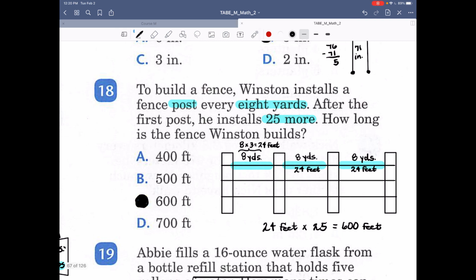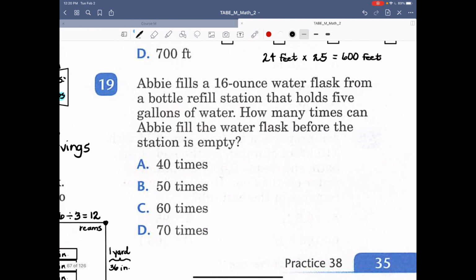And finally, number 19. Abby fills a 16-ounce water flask. No, flask is just a water container, usually metal. Flasks are metal. You sometimes keep alcohol in flasks if you drink alcohol. From a bottle refill station that holds 5 gallons of water. So she fills a 16-ounce water flask from the source that holds 5 gallons. How many times can Abby fill the water flask before the station is empty?